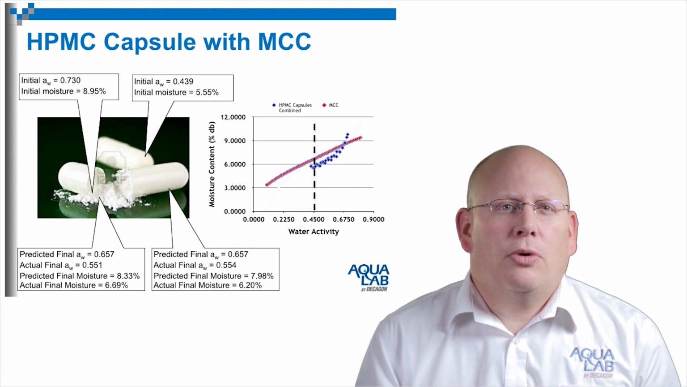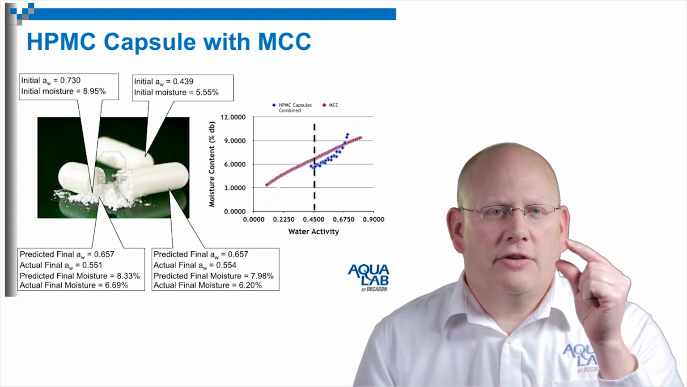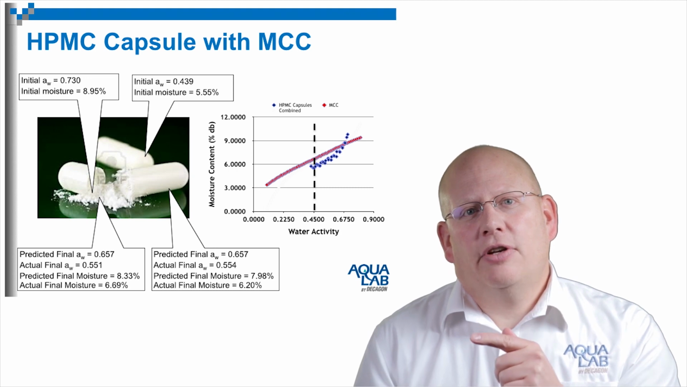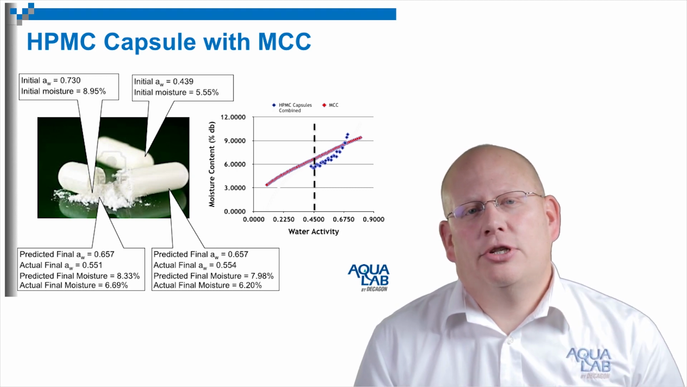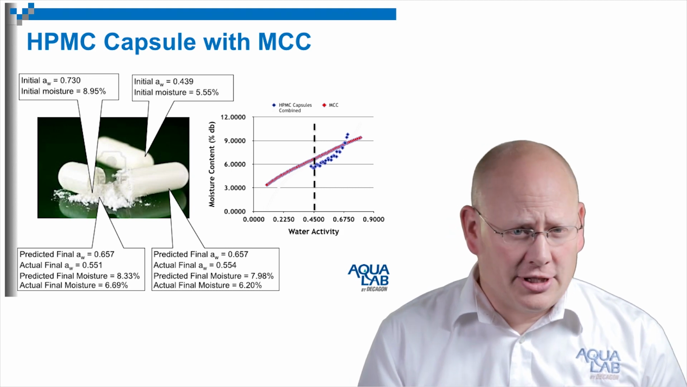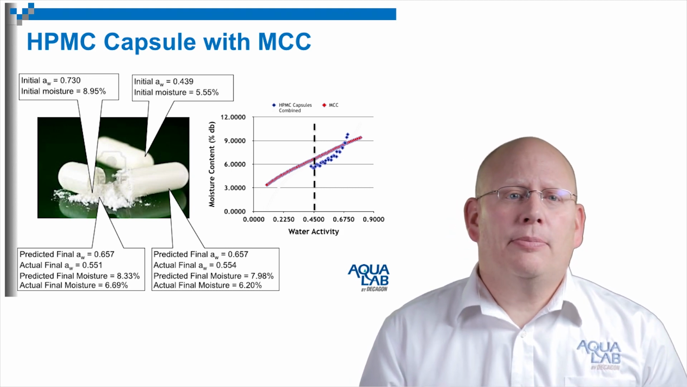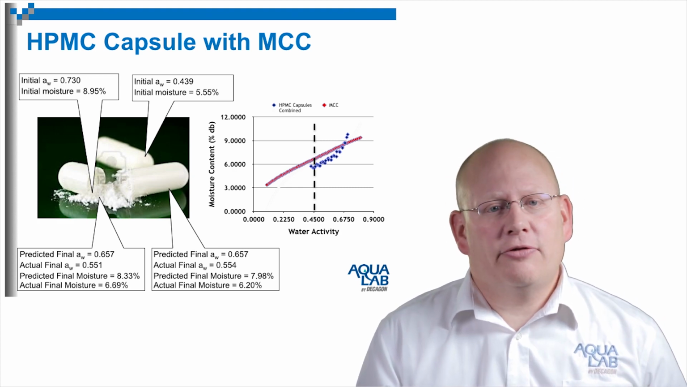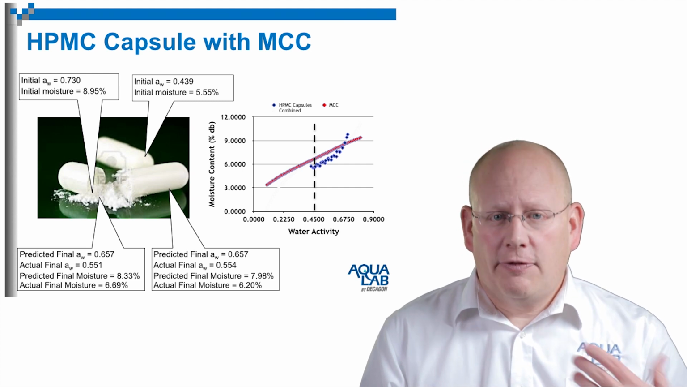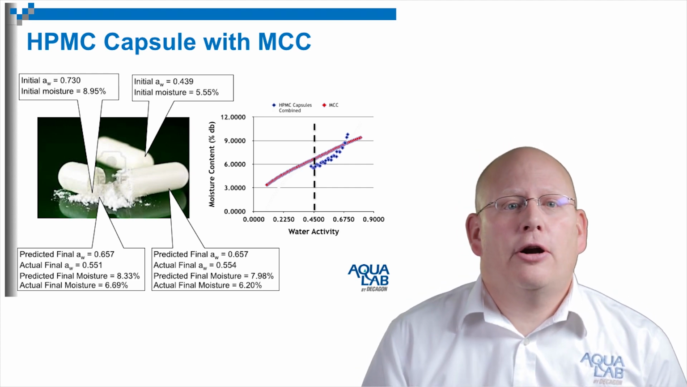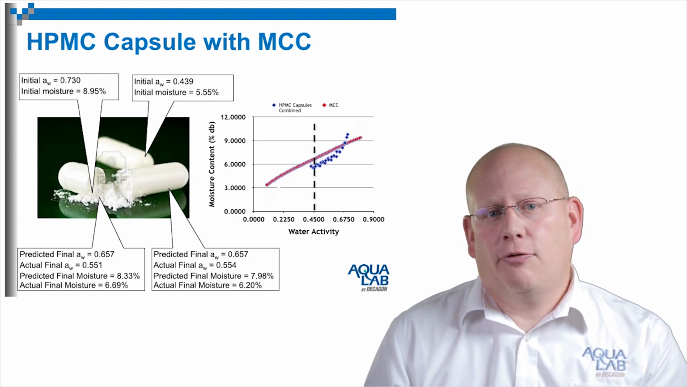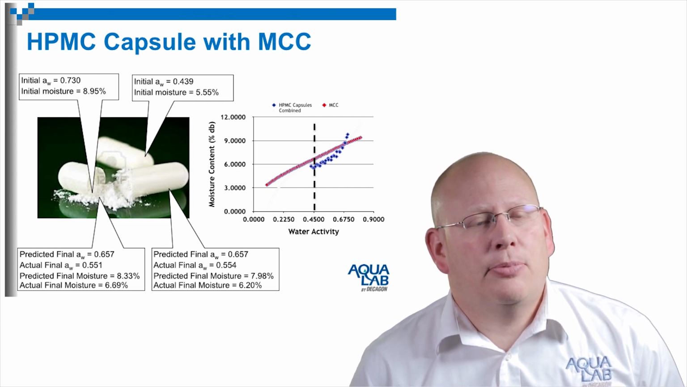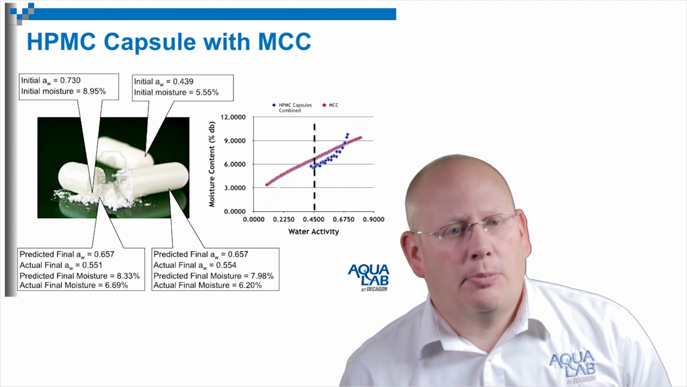So here we have a situation where the initial water activity of the powder is 0.73, and it's at about 8.95% moisture. The initial water activity of the capsule is 0.439, and it has a moisture content of about 5.6%. So what happened when we combined them? We predicted that it would be a final water activity of 0.657, and in reality we got 0.551. So not exactly the same, but a very good prediction of the range or area where that water activity would be, which then could be considered for, is that going to be okay from a microbial standpoint? Is that going to be okay from a stability standpoint if this actually happened and these were combined?